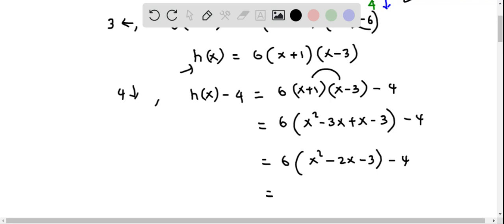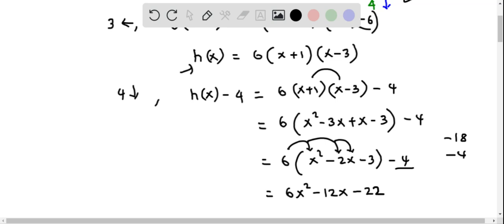Now distributing 6 and then taking care of this negative 4, we will have 6 times of x squared is 6x squared. 6 times negative 2x is negative 12x. And the last one is 6 times negative 3 is negative 18. Combining with negative 4, we get negative 22. And so therefore, this is g of x.